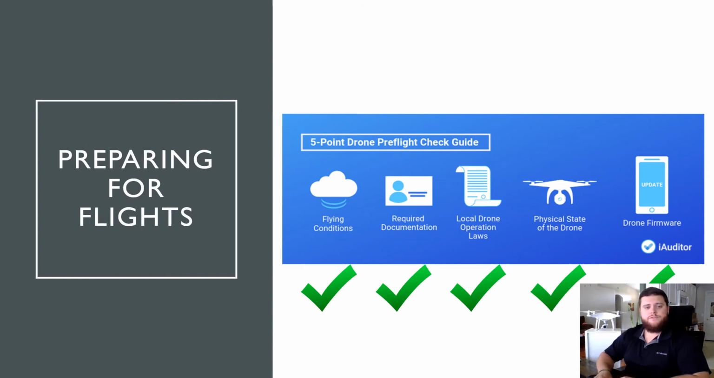So we've checked our flying conditions. Weather is good. We're flying not in controlled airspace. We have our certificate of authorization. We have all of our documentation. The drone looks good. The firmware is updated. And now it's time to go fly. So now we could go out into the field and we could complete our operation.